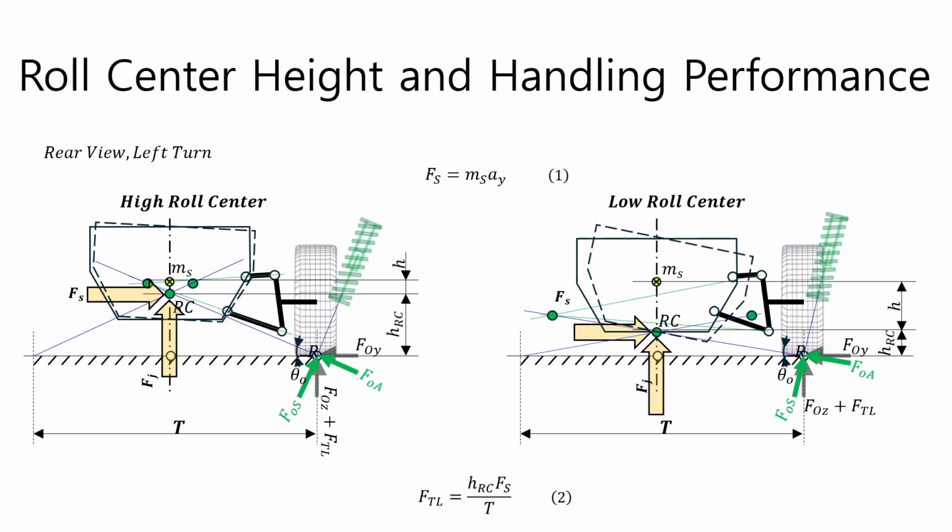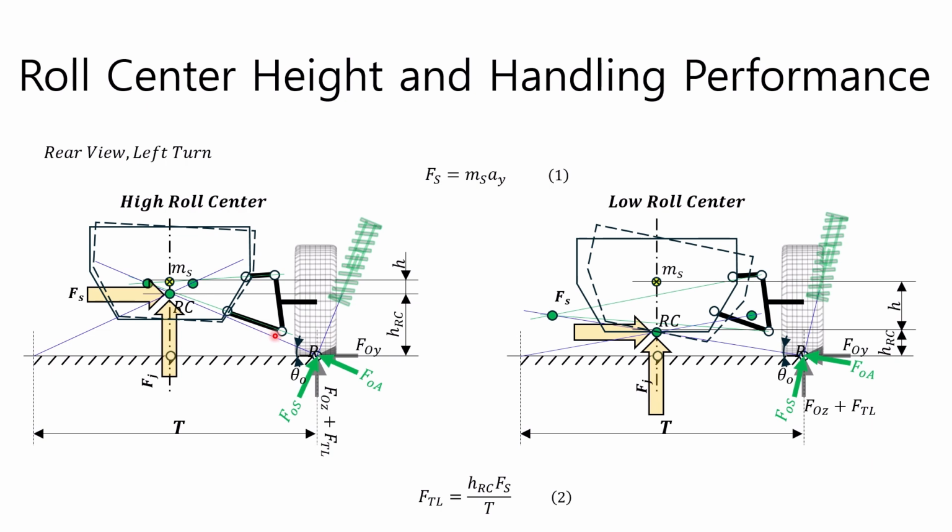Let's find out the relationship between roll center height and handling performance. The left figure shows the case where the roll center is high, and the right figure shows the case where the roll center is low. When the roll center is high and close to the sprung mass center, the angle theta O of the force, FOA acting through the link, will have a large value.